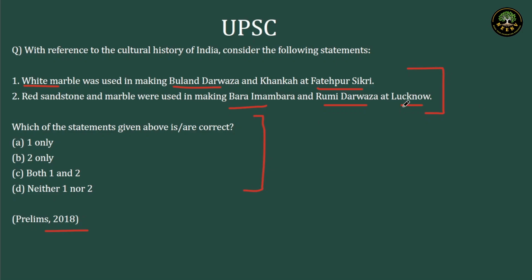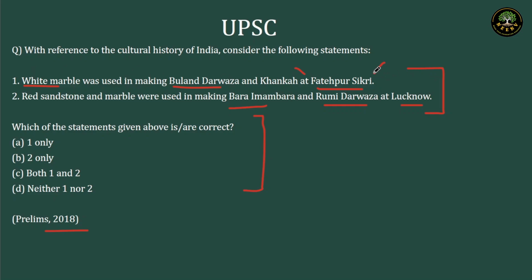Now materials are not used based on whims and fancies of rulers. These are dependent on the technology available at that time and the message that the rulers wanted to convey as well. For example, white marble is used in Taj Mahal. It denotes love of Shah Jahan towards Mumtaz Mahal. This particular statement talks about Fatehpur Sikri. Fatehpur Sikri is the famous city constructed by Akbar. Everybody knows that. And here the statement is Akbar has used white marble.